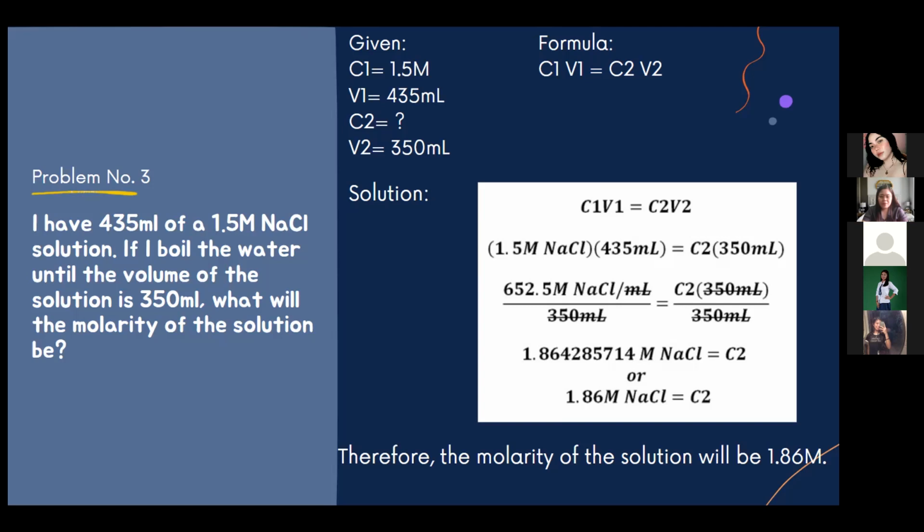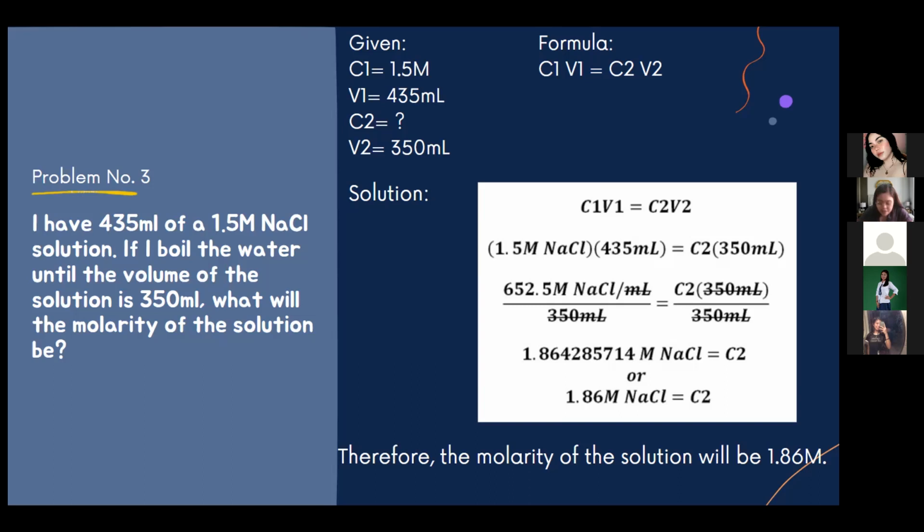So we have here 1.864285714 molar NaCl, or I think I told you to have 2 decimal points here. So yes, this is correct, 1.86 molar NaCl. So as you can see, it increased. It is not really a problem for dilution, but the other way around.